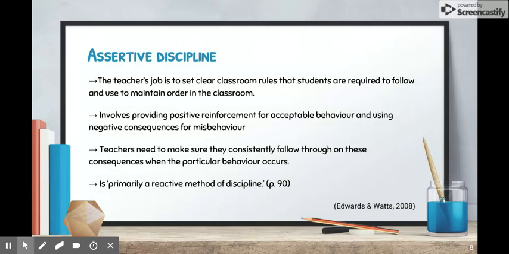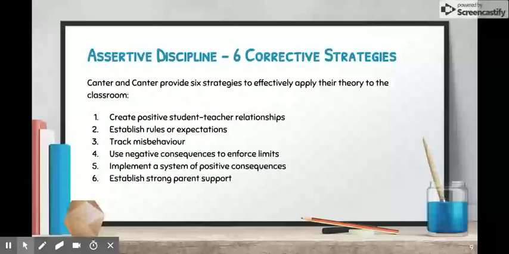The next theory I chose to look at was assertive discipline, devised by Lee and Marlene Canter, which is more of an authoritarian approach which requires a teacher-centered approach to discipline. It involves the teacher having clear rules that are expressed and understood by students as the standard of behaviour. If students obey these rules and act responsibly, then positive reinforcement should be given. However, if rules are broken, teachers need to follow through on this and enforce negative consequences. There are 6 corrective strategies that they advise you to use in the application of this theory.